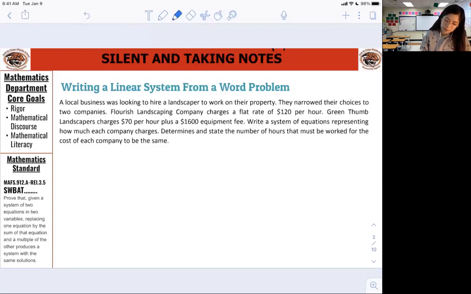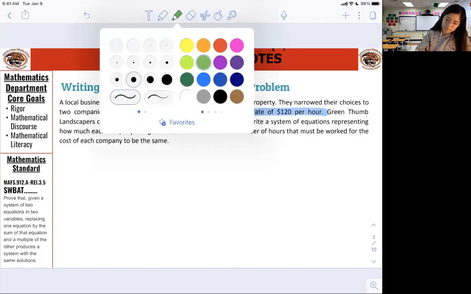A local business was looking to hire a landscaper to work in the property. They narrowed their choices to 2 companies. Flourish Landscaping Company charges a flat rate of $120 per hour. Green Thumb Landscapers charges $70 per hour plus a $1,600 equipment fee. Write a system of equations representing how much each company charges, determine and state the number of hours that must be worked for each company to be the same.